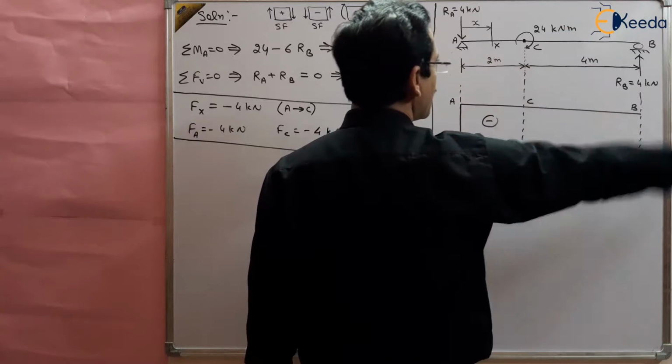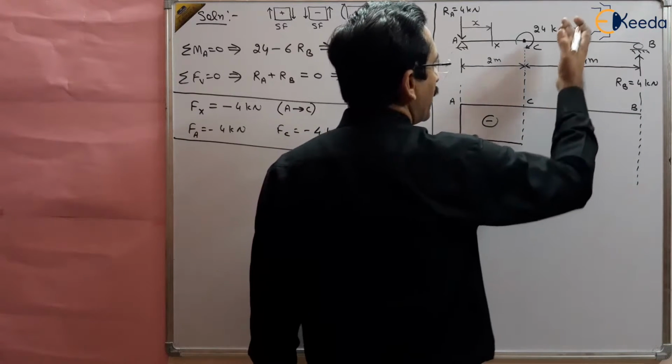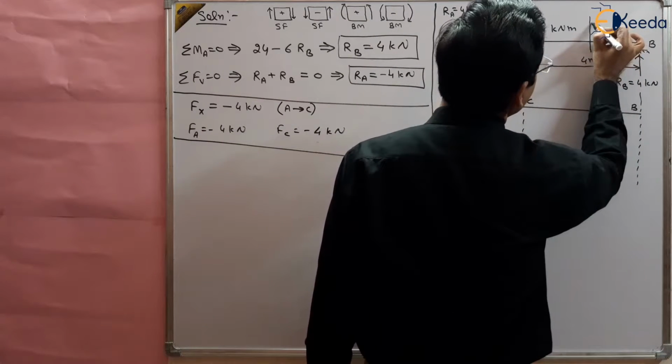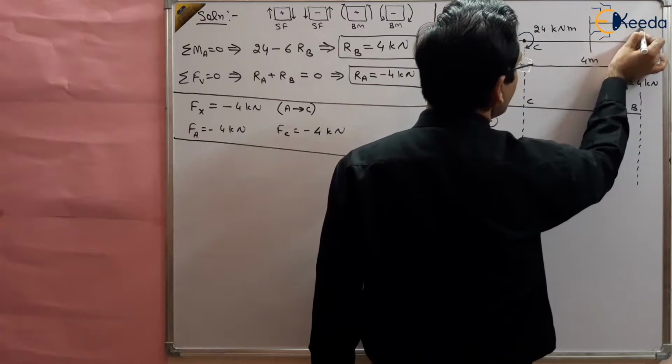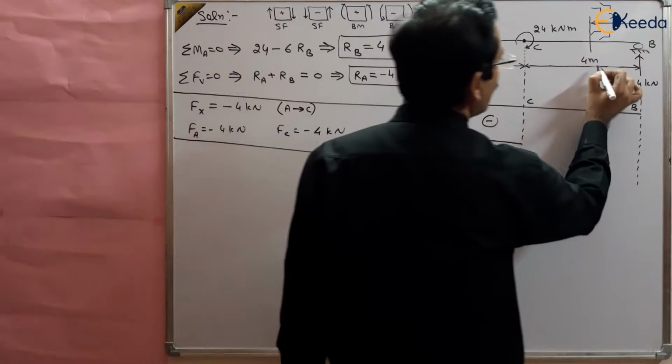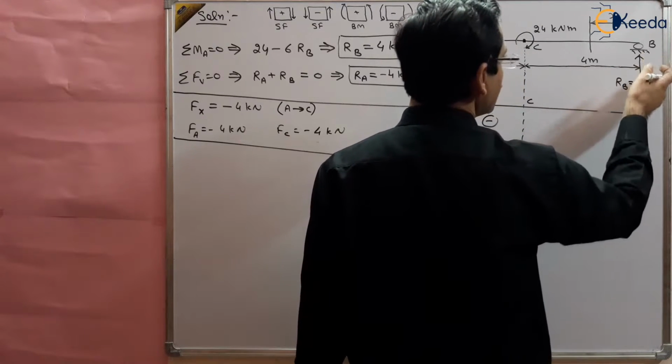Section can be taken from that side also, and anywhere you can take section. Suppose we are taking section from the right side now, from B. From B we have taken section, suppose x1. So now what are the forces on this side?